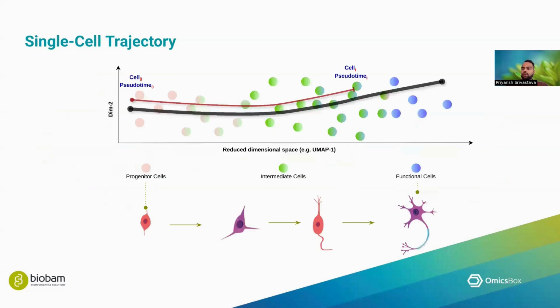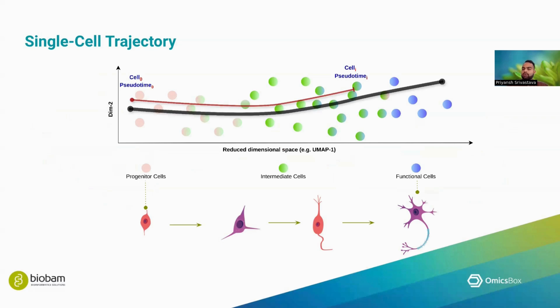And to do that, you first reduce the subspace. For example, you have thousands of genes, so you reduce them to the latent space using techniques like PCA, UMAP, or t-SNE. And then you try to represent the cells in that latent space. And then you try to put a string through all the cells. And this string is known as a trajectory.